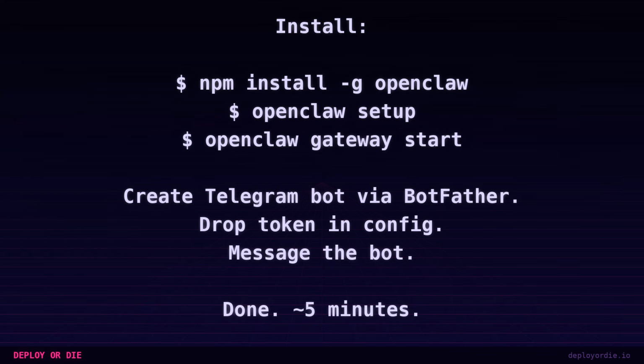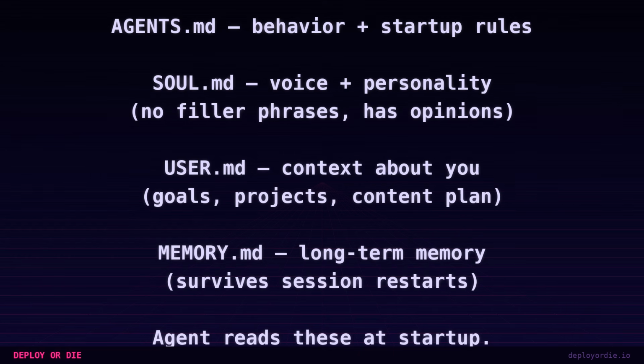20 if you haven't. The workspace is where the agent lives. Four files matter. Agents.md: how the agent behaves, what it checks on startup, how it handles memory, when to reach out proactively. Soul.md: voice and personality. No filler phrases. Direct. Has opinions. User.md: context about you. Your name, your time zone, your goals, your projects, your content plan. The agent reads this every session. Memory.md: long-term memory. Decisions, lessons, context that survives between sessions.